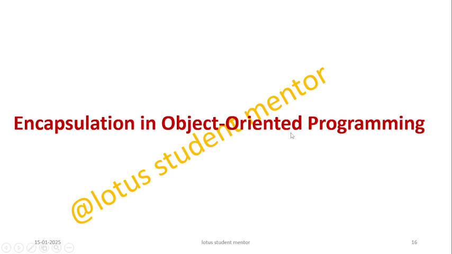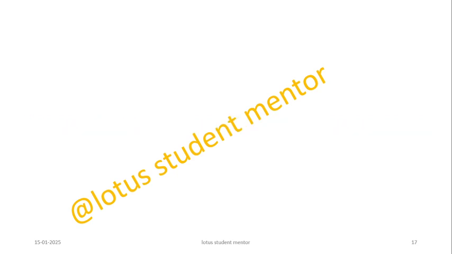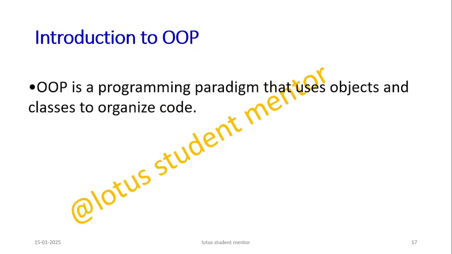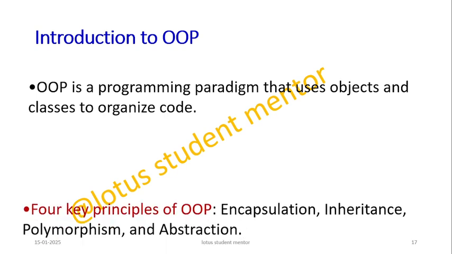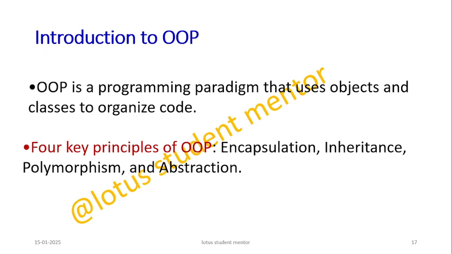In this session we are going to study encapsulation in object-oriented programming. What is object-oriented programming? It is a programming paradigm that uses objects and classes to organize code. And there are four key principles of object-oriented programming: encapsulation, inheritance, polymorphism, and abstraction. Inheritance, polymorphism, and abstraction were already covered in the previous videos. Now we are going to study what is encapsulation.